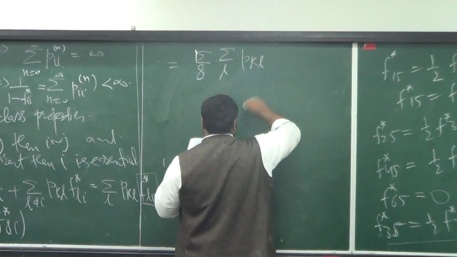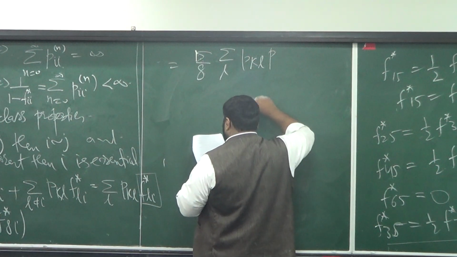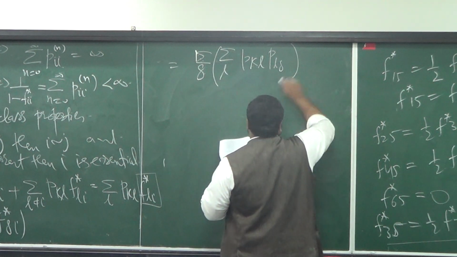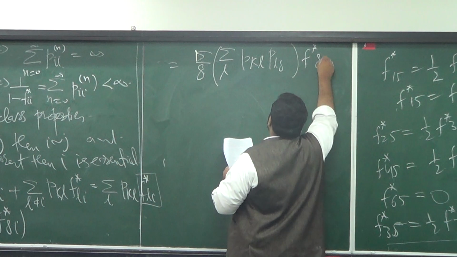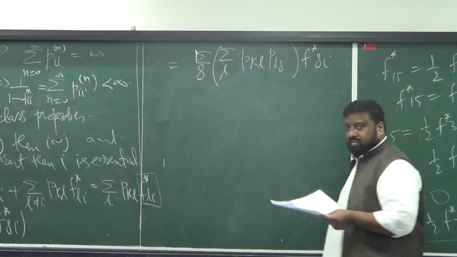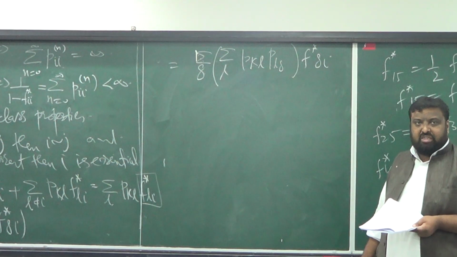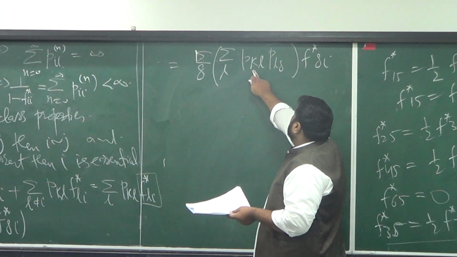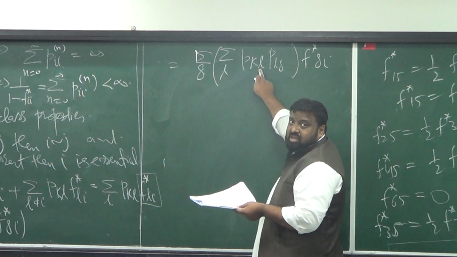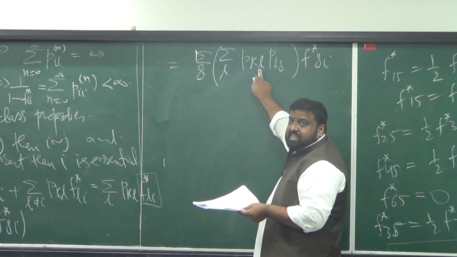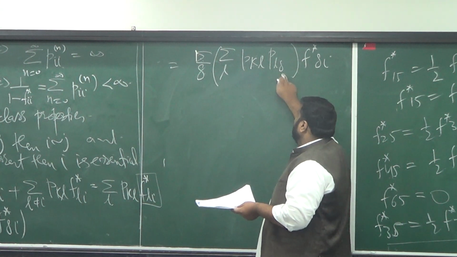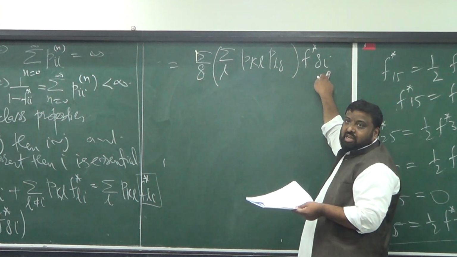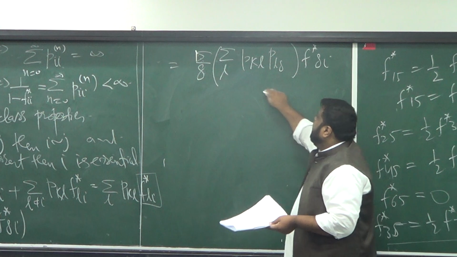P_KL and P_LG times F star J. So what is this expression telling us? In one step I reach from K to L, and in the next step I'm reaching from L to G, and then from G I'm eventually reaching this entire thing.